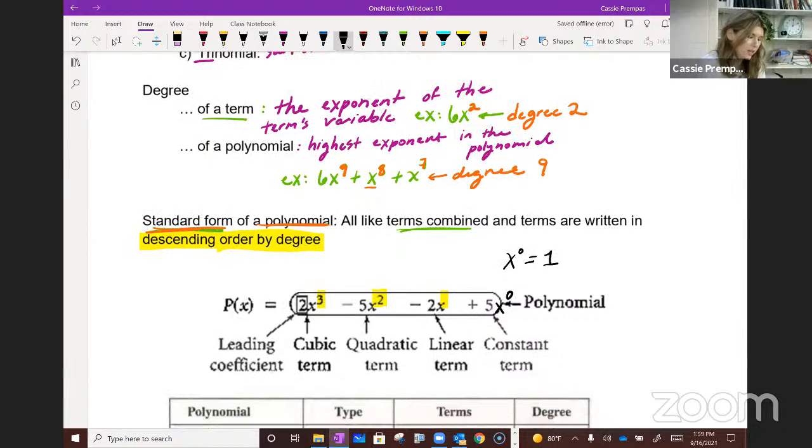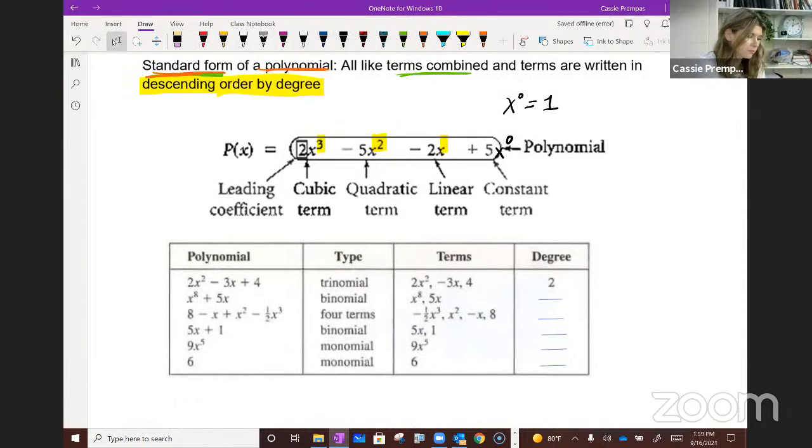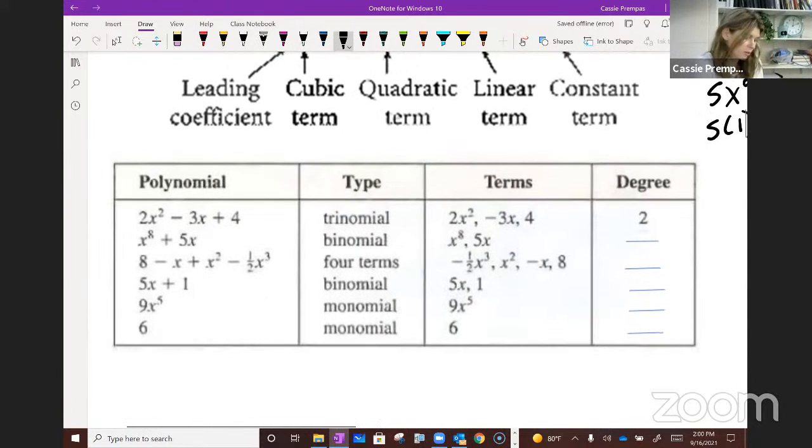And we'll look at it down here. So if that were 5x to the 0, that would just be 5. Yes, technically it would come to you simplified as 5, but that term would have a degree of 0. Good. All right, I think we're ready for this chart, which gives you some examples of polynomials.